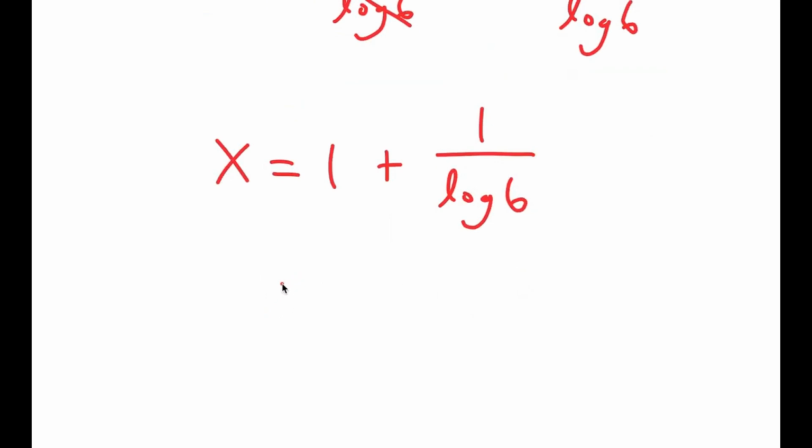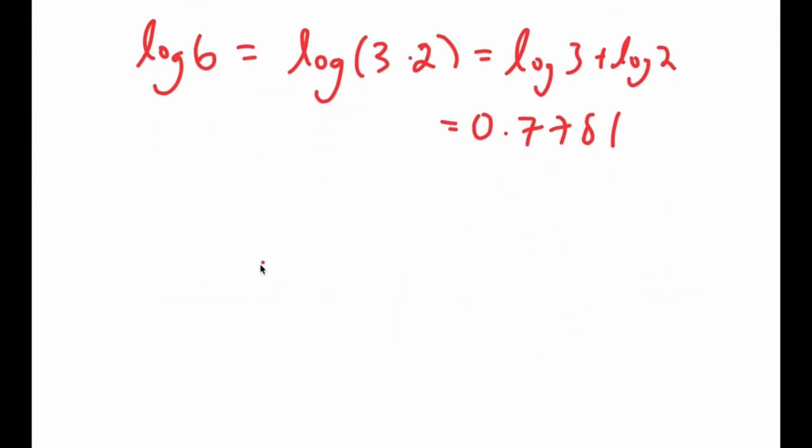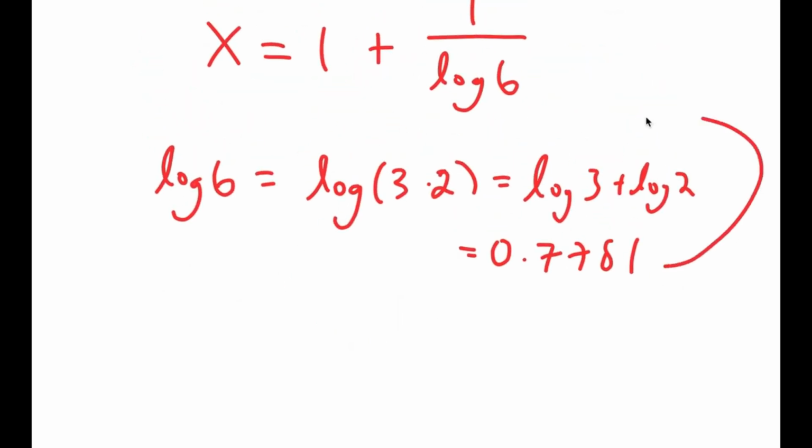And if you guys didn't already know, log 6 is equal to log of 3 times 2, which is equal to log 3 plus log 2, which is equal to 0.7781. So if I plug this in for log 6, I am left with x equals 2.2852.